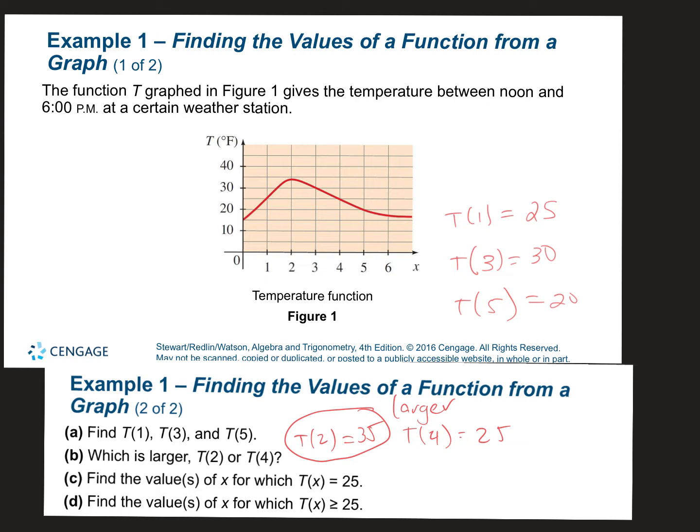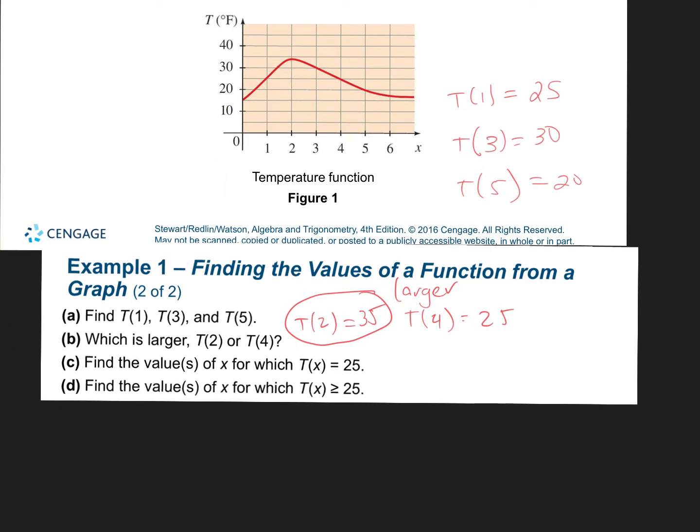When it says find the values that are exactly 25, what are they? t of what? t of 1 and t of 4. Good. When it says greater than or equal to, what are the answers there? Greater than or equal to 25 would be where? t of 1. Where else? t of 2. t of 3. Agreed. And t of 4. Right? So if you're given a graph and it says, what is f of 9 or t of 6? That just means look at that number on the x-axis and tell me what the y value is. Does that make sense?